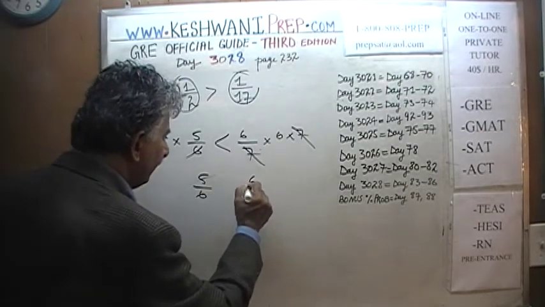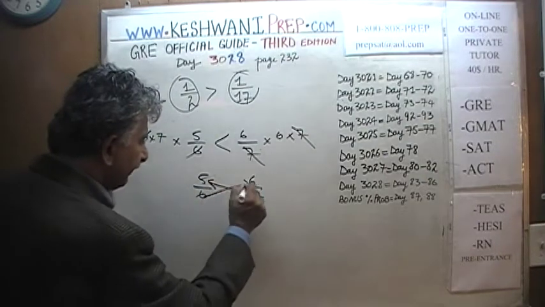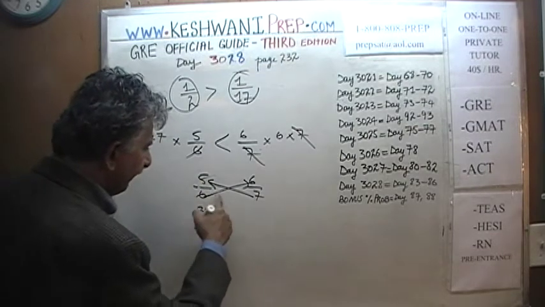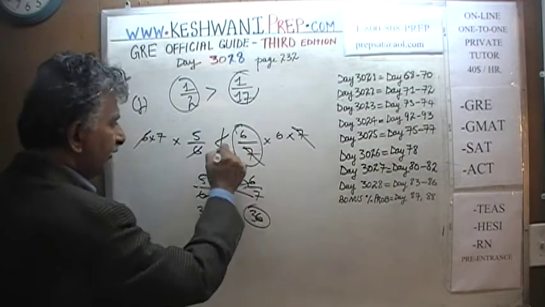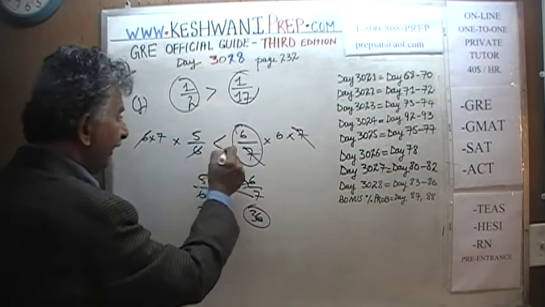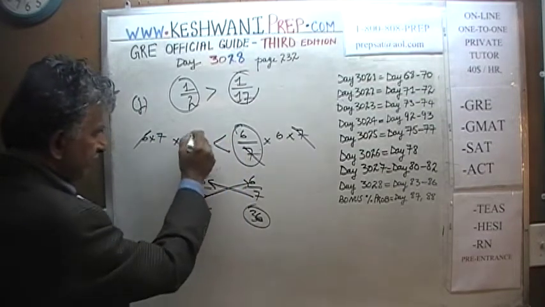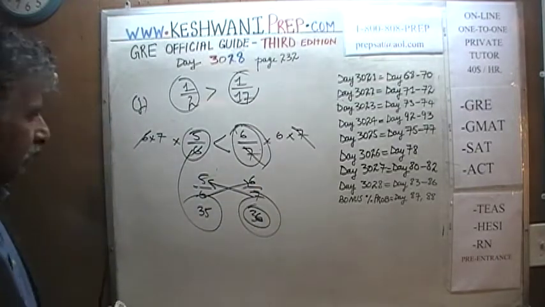5/6 versus 6/7. Which one is bigger? It's very simple. Bring the 7 up here and bring the 6 there. 7 times 5 is 35, and 6 times 6 is 36. So this guy is bigger. 6/7 is bigger. Oh, that is exactly what he said here. That's right. 6/7 is bigger. 5/6 is smaller because this side turned out to be 35, that side turned out to be 36. Do you understand?